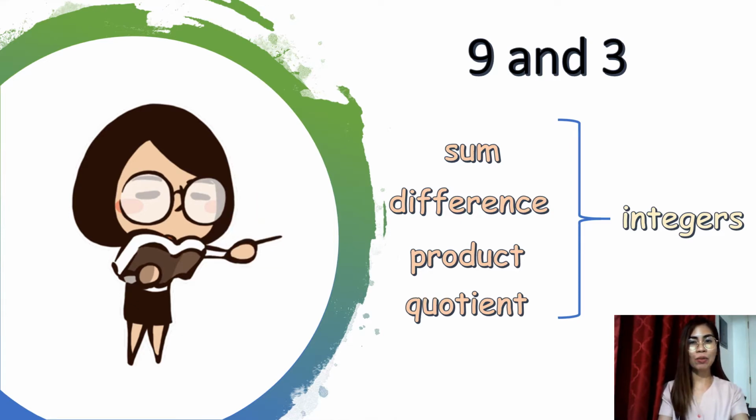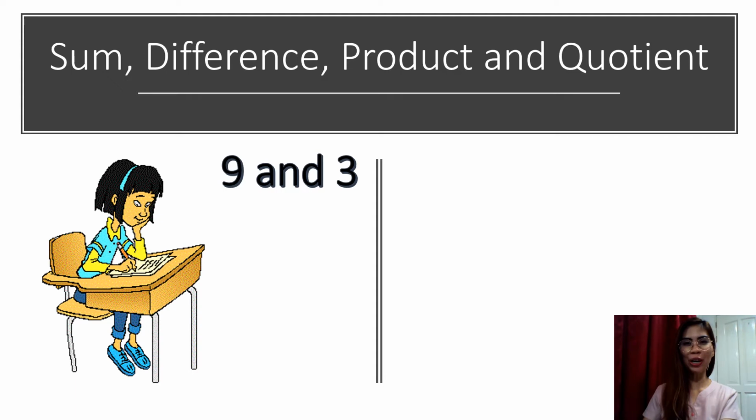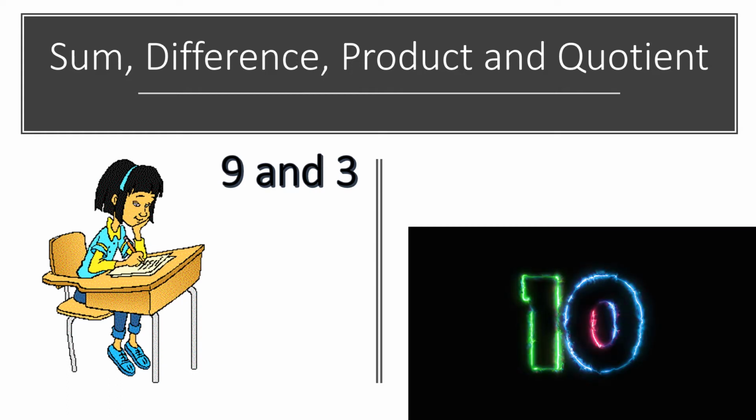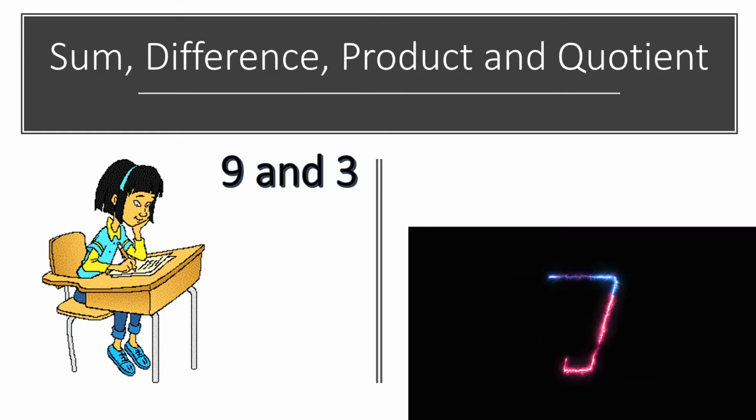So let us get our scratch papers, pencil, or ball pen, and let's get ready. I hope you are now ready to get the sum, the difference, the product, and the quotient of the integers 9 and 3. Your timer starts now. Time's up. Now let us find out if you are correct.